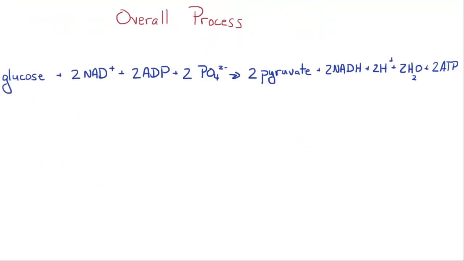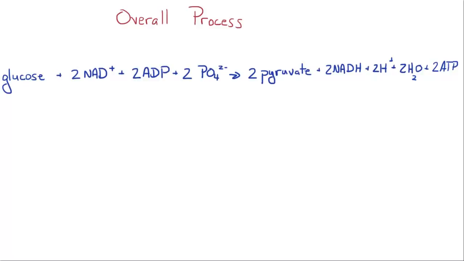So the overall process is for every 1 molecule of glucose, 2 molecules of NAD, 2 molecules of ADP, and 2 inorganic phosphates, you get 2 molecules of pyruvate, 2 reduced versions of NAD, 2 protons or hydrogen ions, 2 molecules of water, and 2 molecules of ATP. The biggest thing you need to remember from this is glycolysis produces 2 ATP.